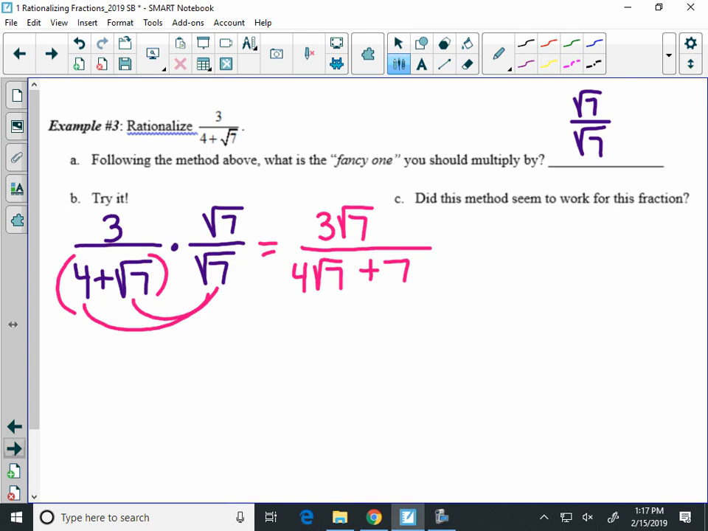Uh-oh, did that do what we wanted? No, it did not get rid of the square root in the denominator. So, sad face, no, it didn't work. Uh-oh, we have a problem. Although all is not lost because there is actually a way to do this. It's just a little more complicated. So flip your paper over. Let's figure out how it's going to work.